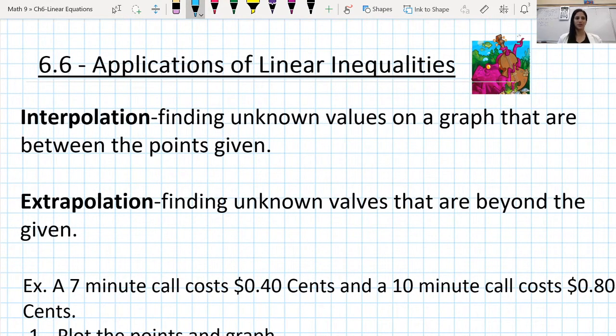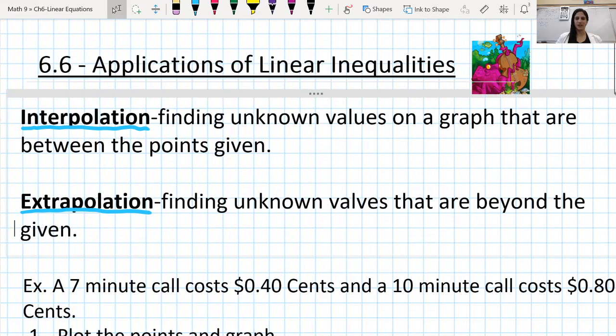So the first one we're going to start with is interpolation. So that's this one here, which is finding an unknown value on a graph that's between 2 points that are given. Extrapolation, on the other hand, is finding unknown values. Sorry, that should say values, not vowels, that are beyond the given points.